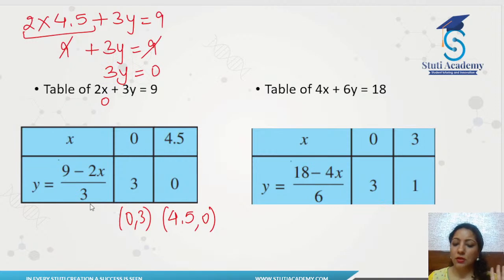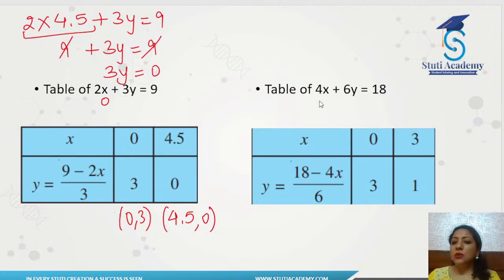Now once this is done, we'll come to the second equation, that is 4x plus 6y is equal to 18. So whatever values you take for x and y, that is your choice. It doesn't mean that you have to take the same values. You can take any values of your choice. Preferably take those values where you get integers so that it is easy for you to locate.